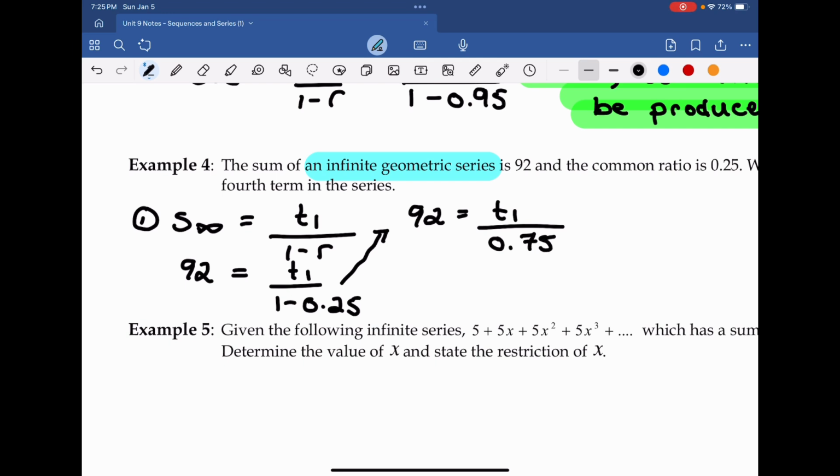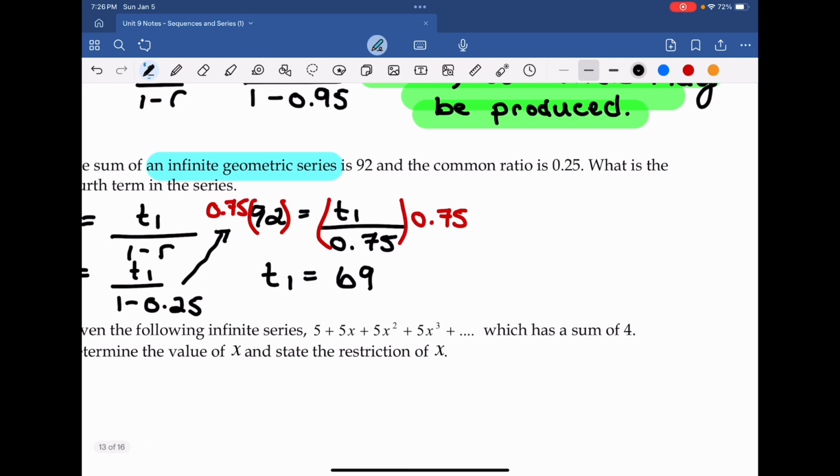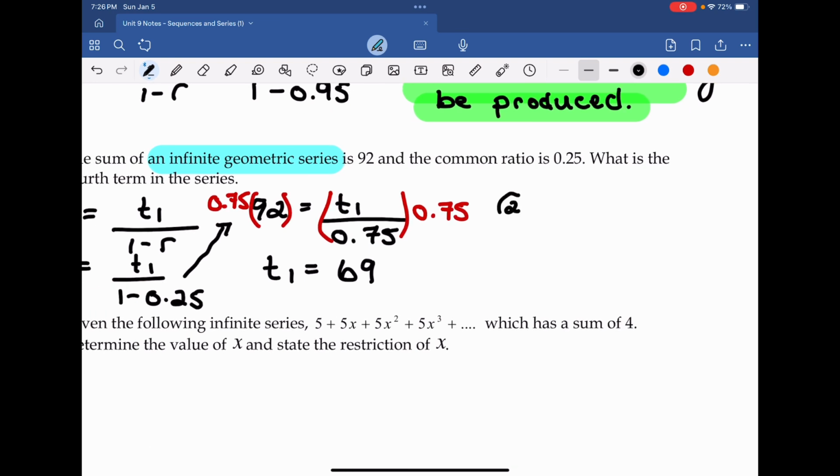And then I multiply by the 0.75, because I want to get it out of the denominator. 0.75 times 92 gives me that the first term in this infinite geometric series is equal to 69. Okay, now once we have that first value for term 1, step 2 is quite easy, because to figure out any specific term, more importantly the fourth term, we write fourth term is equal to, because this is a geometric series, the geometric formula T1 times R to the n minus 1.